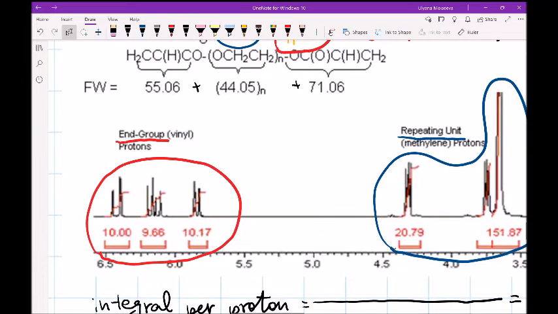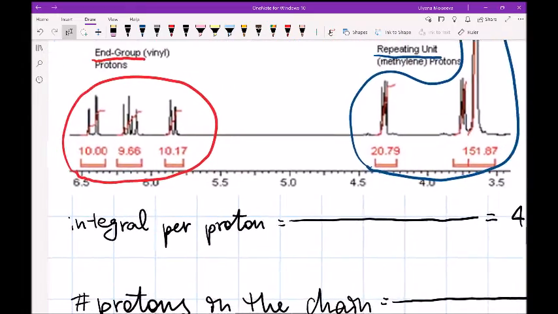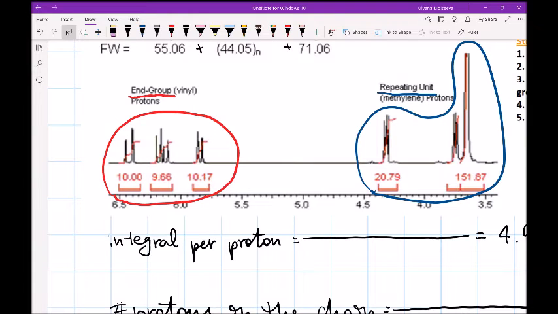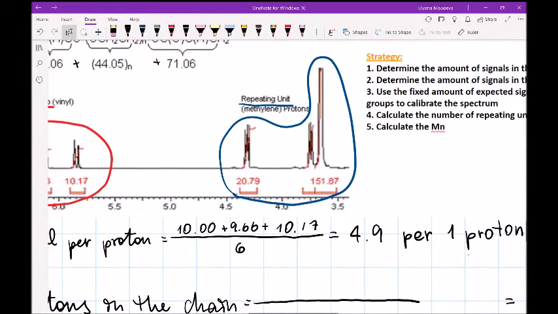Now let's look. We have this number for the total integral for 6 protons. So our goal is to find the ratio of an integral to 1 proton. For this, we add up our integrals, 10 plus 9.66 plus 10.17, and we divide by 6 protons, because this is the number of protons we have at our end groups. This will result in 4.9 integral per 1 proton.